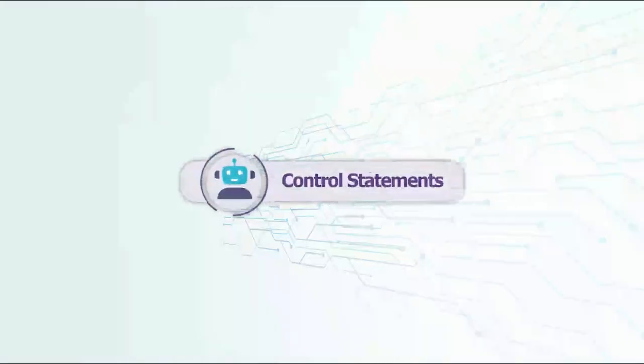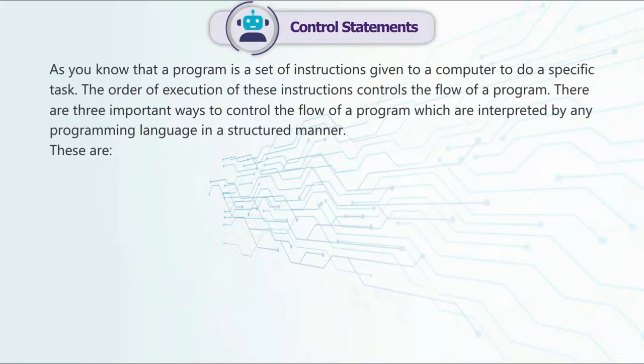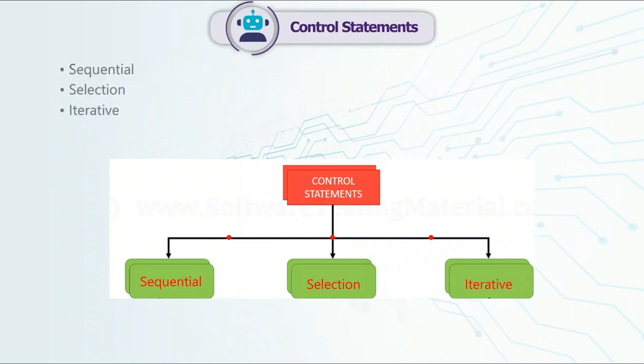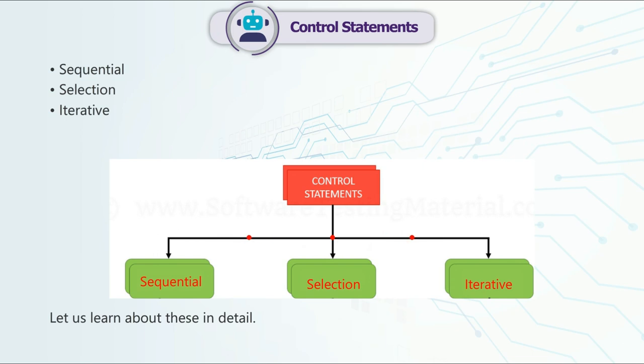Control statements. As you know, a program is a set of instructions given to a computer to do a specific task. The order of execution of these instructions controls the flow of a program. There are three important ways to control the flow of a program, which are interpreted by any programming language in a structured manner. These are sequential, selection, and iterative. Let us learn about these in detail.